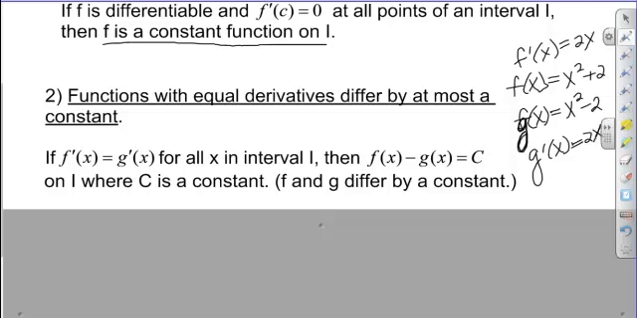So we've got two functions here that have the same derivative. The only difference in those equations is the value of the constant. And that's what we're saying here in this second point. If f prime of x is equal to g prime of x, then the difference of f and g is c, where c is some constant.